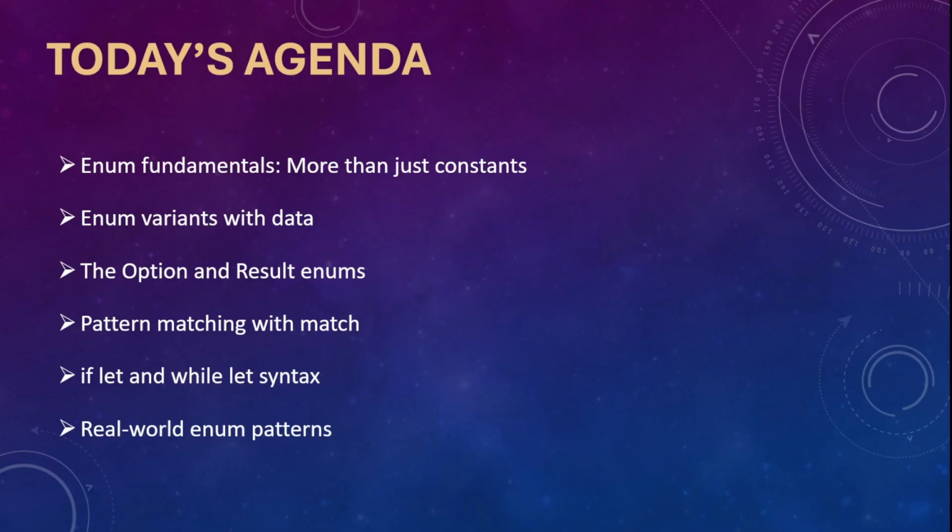This is where Rust will truly shine. Enums combined with pattern matching will give us compile-time safety for handling all possible cases, thus eliminating entire classes of bugs. So let's dive into it.